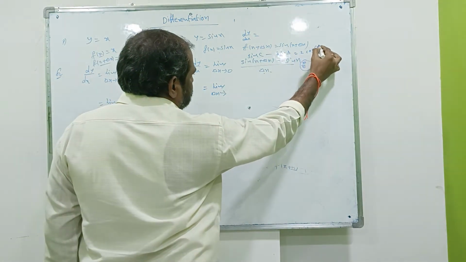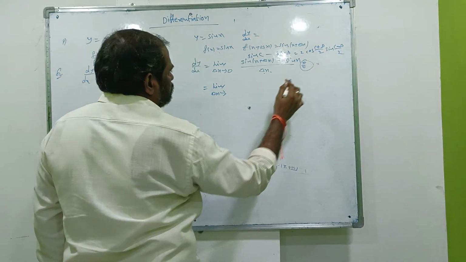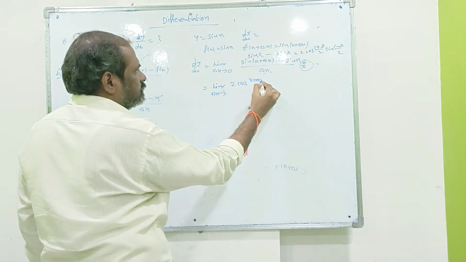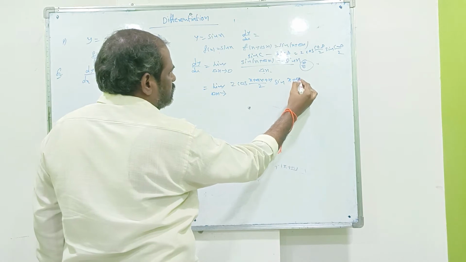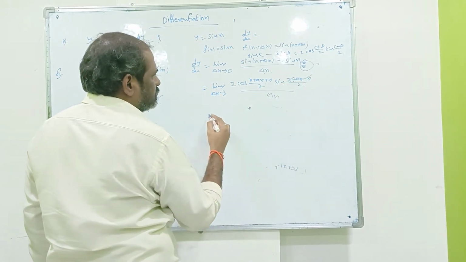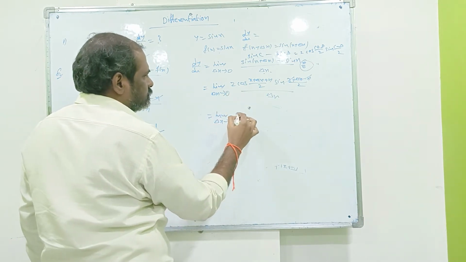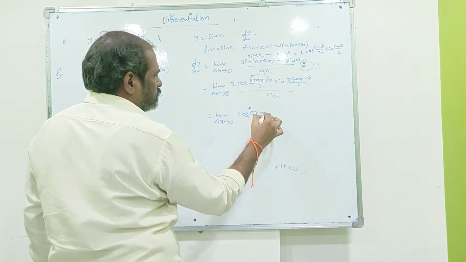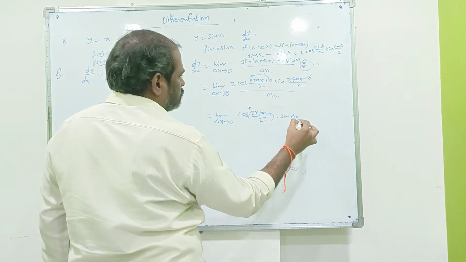2 cos of (c plus d) by 2 sin of (c minus d) by 2. So 2 cos c means here x plus delta x plus x by 2, sin c minus d by 2 means x plus delta x minus x by 2 by delta x plus x minus x cancel. Limit delta x tends to 0 cos of (2x plus delta x) by 2 into sin of delta x by 2.